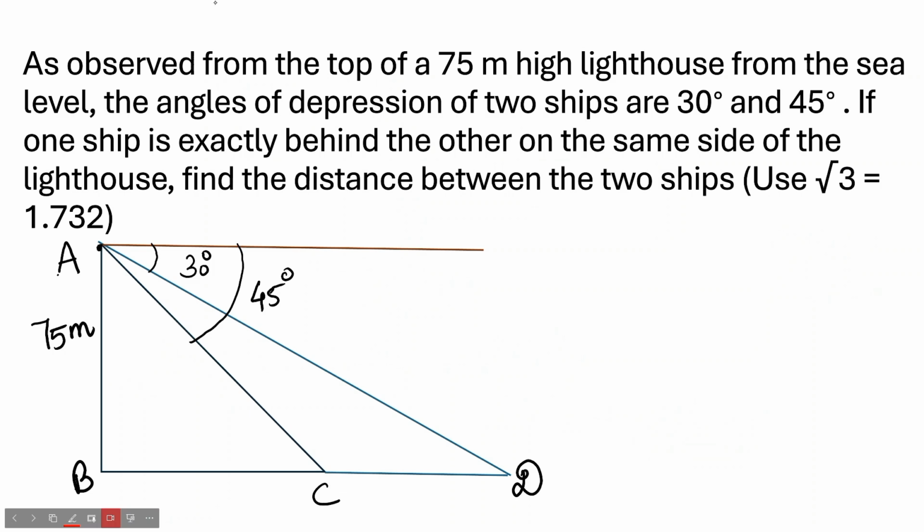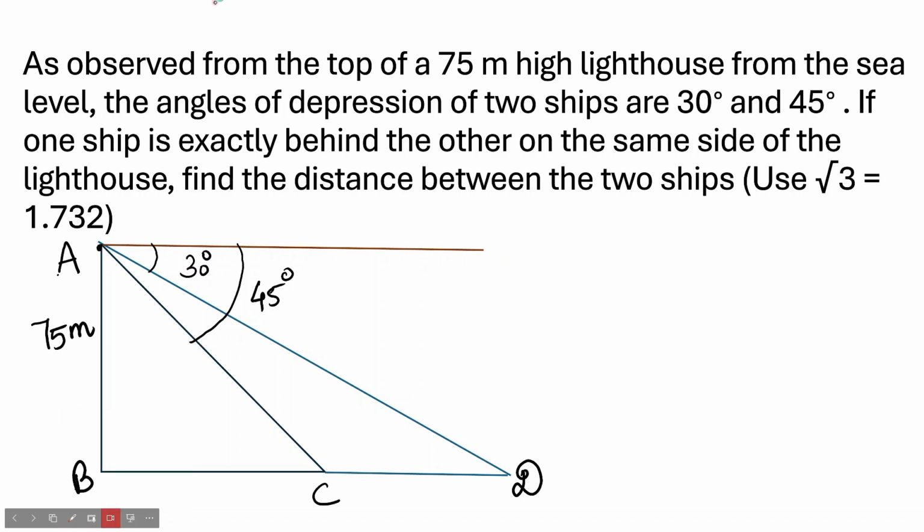Second question, similar to that one. As observed from the top of a 75-meter high lighthouse from the sea level, the angles of depression of two ships are 30 degree and 45 degree. If one ship is exactly behind the other on the same side of the lighthouse, find the distance between the two ships. So for drawing a correct diagram, they are giving the clues: exactly behind the other, on the same side. These things we should use for drawing the diagram.